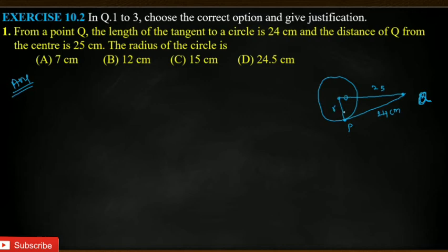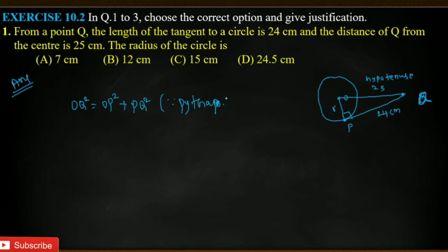We know very well the radius is always at 90 degrees with the tangent. The side opposite the 90 degree angle is the hypotenuse. So I'm going to use the Pythagoras theorem. The square of the hypotenuse, OQ square, is equal to the sum of the squares of the other two sides. This is by the Pythagoras theorem.